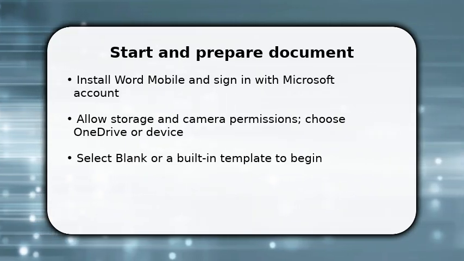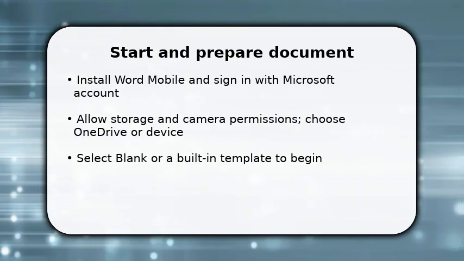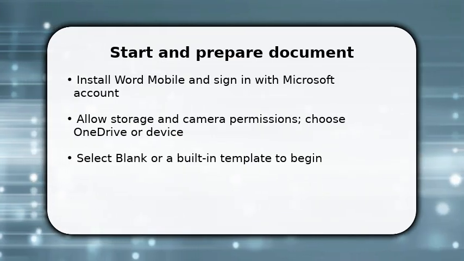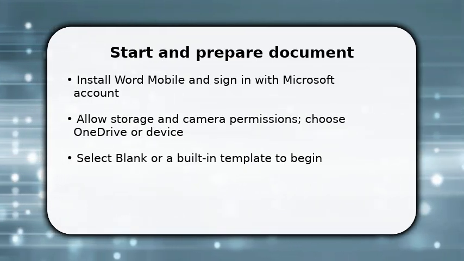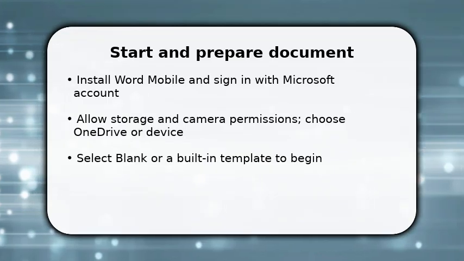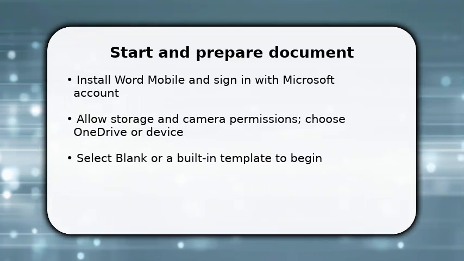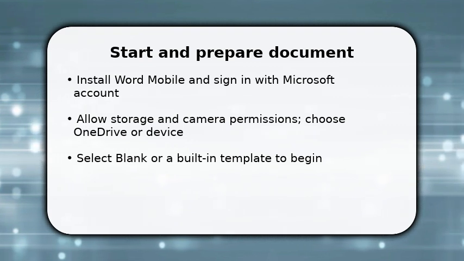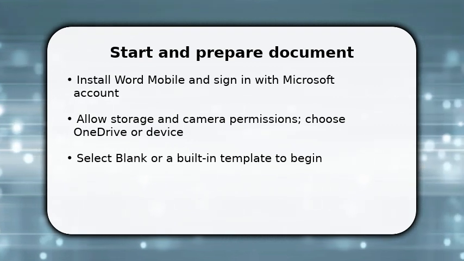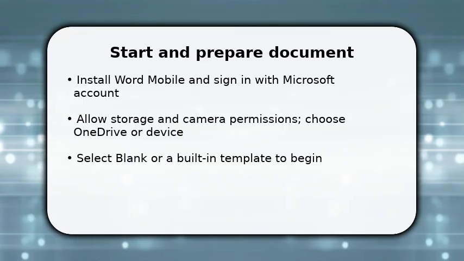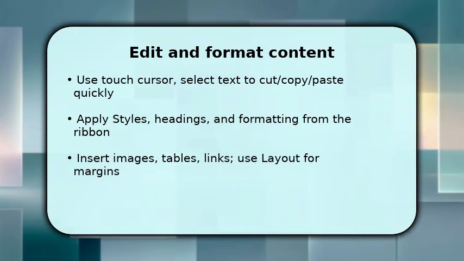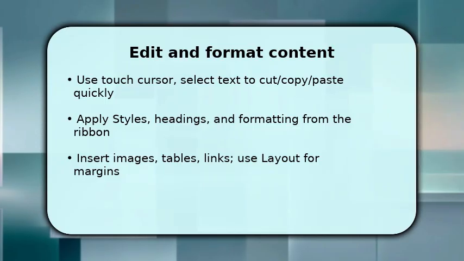Template speed layout. Make sure to select the storage location, OneDrive for cloud autosave, or this device for local files. This first step gets you into the editing environment fast, and it sets up autosave and sync so you don't lose work. You'll start editing by tapping to place the cursor and using pinch or drag to select text. That enables copy, cut, and paste.